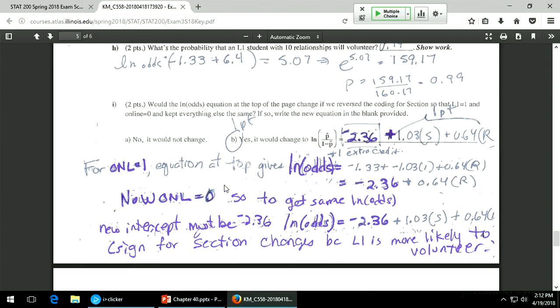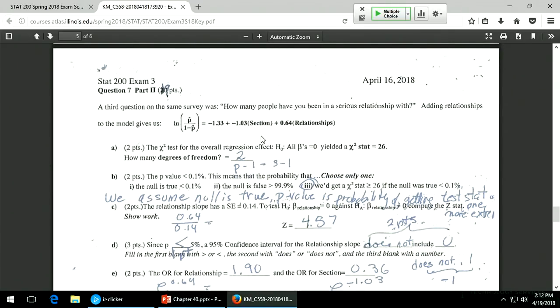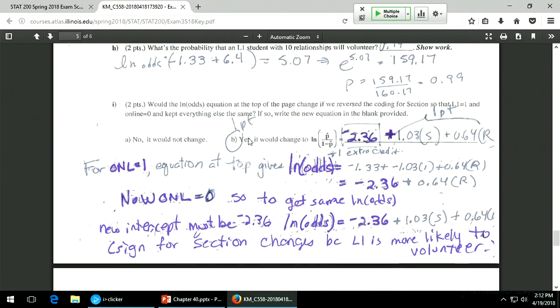So the way to see that would be, we're switching when online is equal to 1. You put a 1 in for the equation up here, and you're going to get a log odds of negative 2.36 plus that. That's for the online section. Now that the online section is equal to 0, you want to get the same log odds. You're fitting the same data. So now you want the intercept to be negative 2.36. And then when this is equal to 0 for the online, you'll get the same odds and probability.